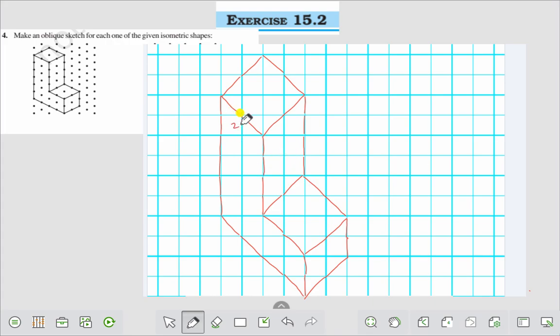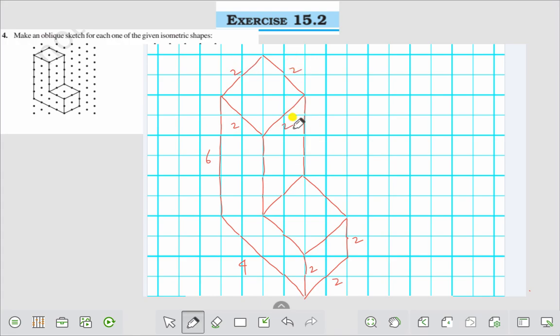This is 2 unit. This is 1, 2, 3, 4, 5, 6. This is 6 unit. Right? 1, 2, 3, 4. This is 4 unit. And this is 2 unit. Right? All these are 2 units.